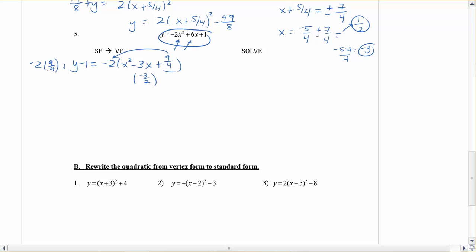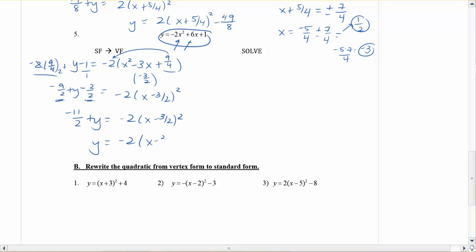So if I did it on the right side, I have to do it on the left side. Cancel the 2 and the 4, so I get negative 9 halves plus y minus, let's put this over 2, so minus 2 is equal to negative 2 parentheses x minus 3 halves quantity squared. I'm going to combine negative 9 halves and negative 2 halves to get negative 11 halves. I'm keeping the right side of my equation exactly the same, and then I'm just going to solve for y by adding over the 11 halves.